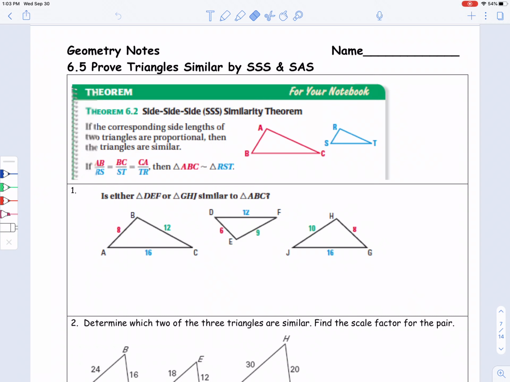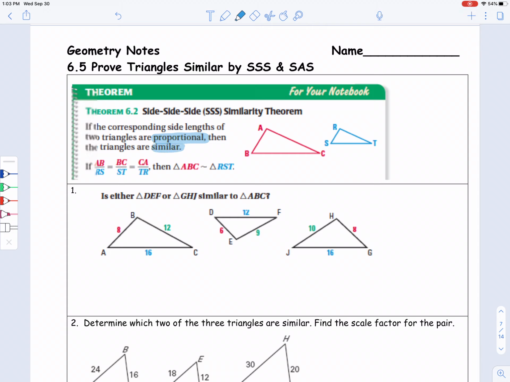The last two ways in which we're going to prove triangles similar are by side-side-side and side-angle-side. These look very similar to when we try to prove two triangles are congruent. The main difference is that when we were proving triangles congruent, these sides had to be congruent. But if we look at the definition of side-side-side, if the corresponding side lengths of the two triangles are proportional, so they're not congruent but they're proportional, then the triangles are similar.